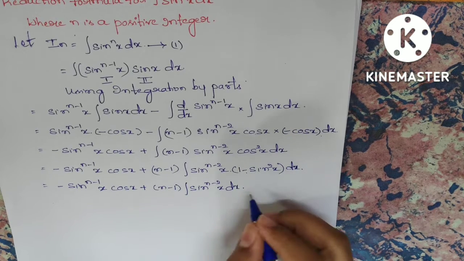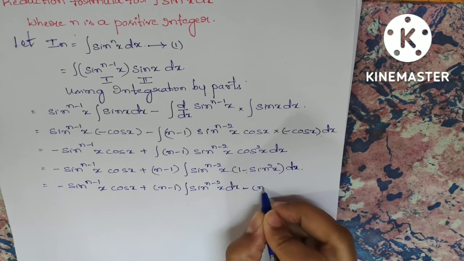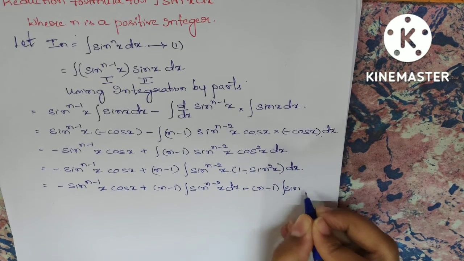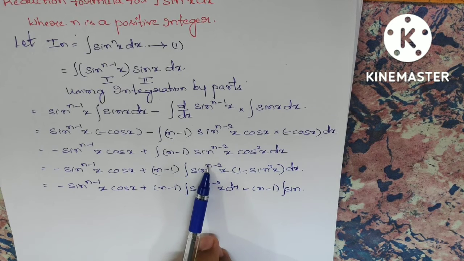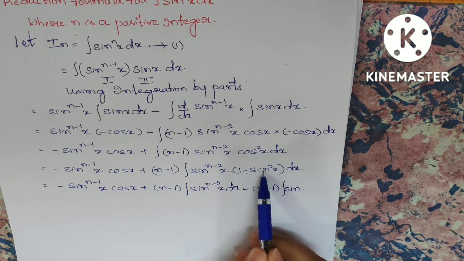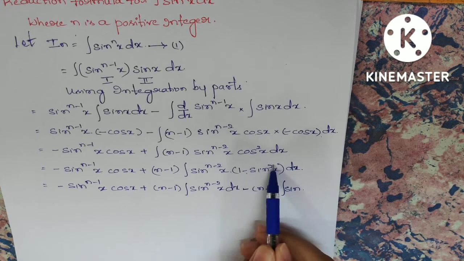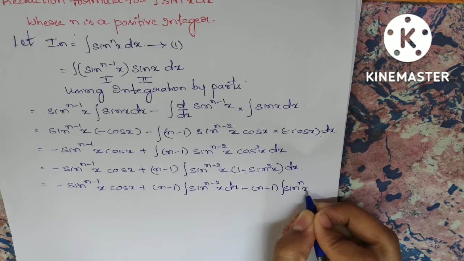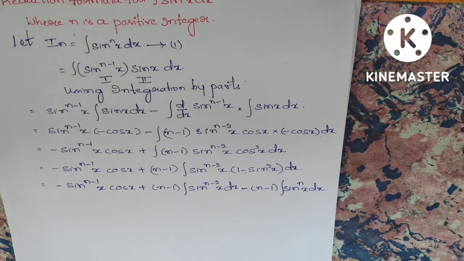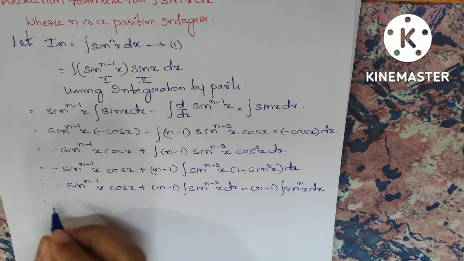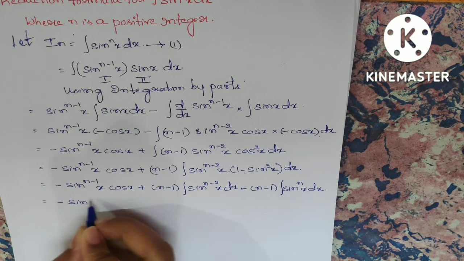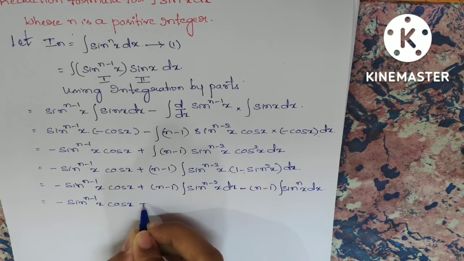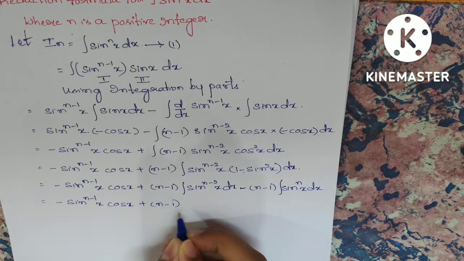again plus into minus is minus n minus 1 integration of sine. Students, observe here. Here I have n minus 2, here sin^2 x. Minus 2 plus 2 will get cancelled and the remaining will be sin^n x into dx. This equals minus sin^(n-1) x into cos x plus n minus 1.